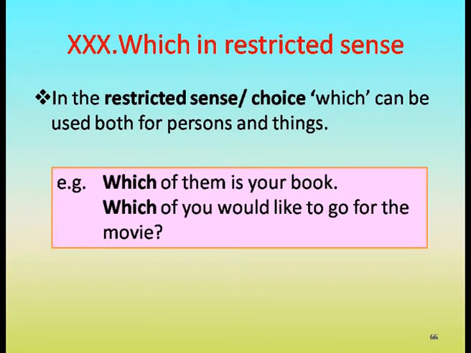Which in restricted cases. In the restricted sense, which can be used both for persons and things. Which of them is your book?